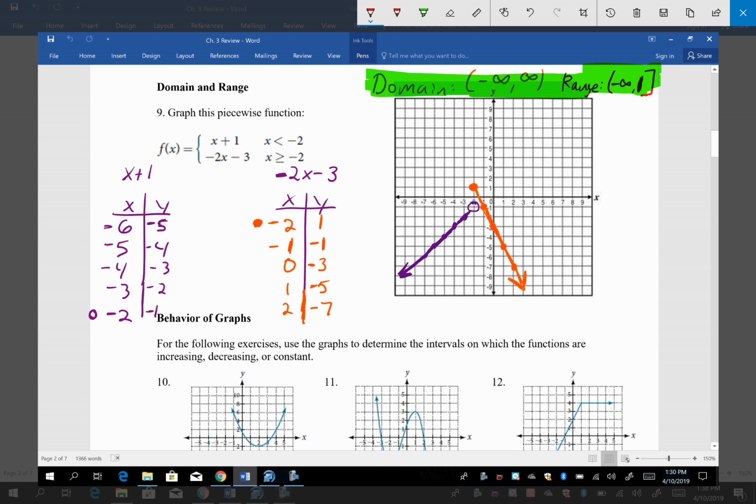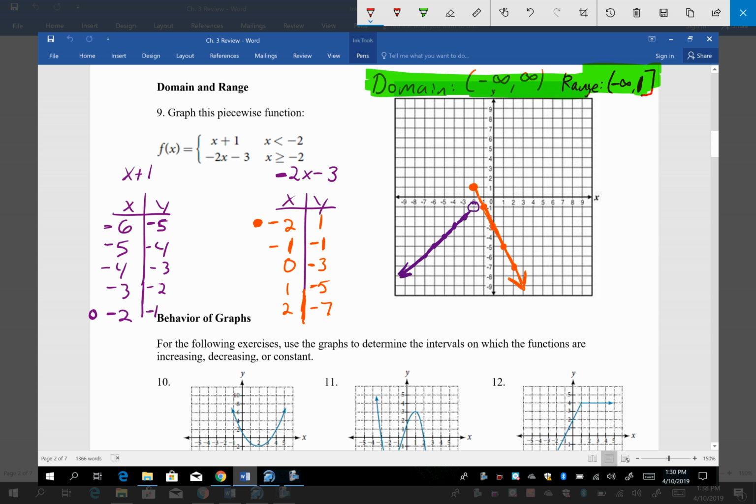The y values, though, are different. You can't get all the y values. Both arrows are going down forever, so we're going to hit negative infinity. That's our lowest one. But as you move up in the y direction, your highest y value is 1, right? That's the highest y value. There's no arrows going up.